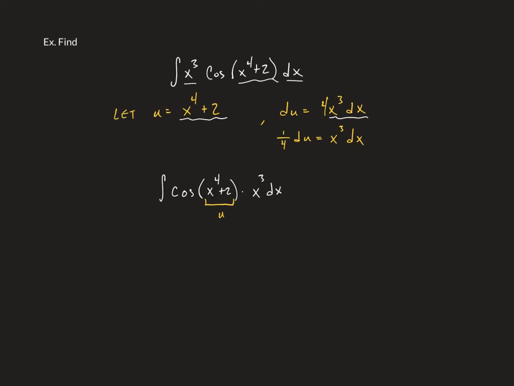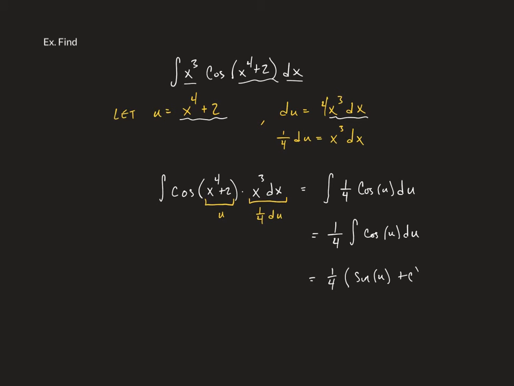This is my u, and this here is 1/4 du. So now I can rewrite this as the indefinite integral of 1/4 cosine of u du. And this is going to be a much easier thing to evaluate, because the first thing I can do is actually remove that constant. Alright, so now it's just a matter of taking the antiderivative of cosine, and so that's going to be equivalent to 1/4 times sine of u plus c.